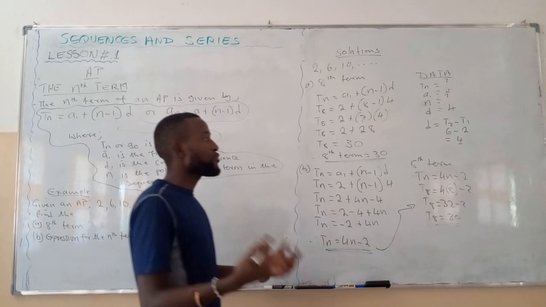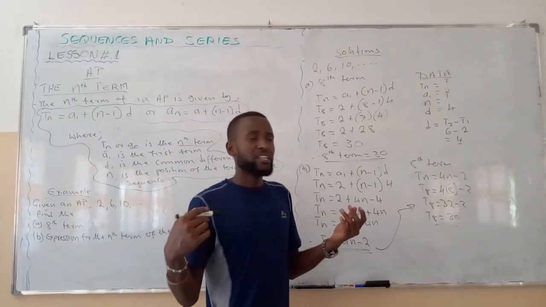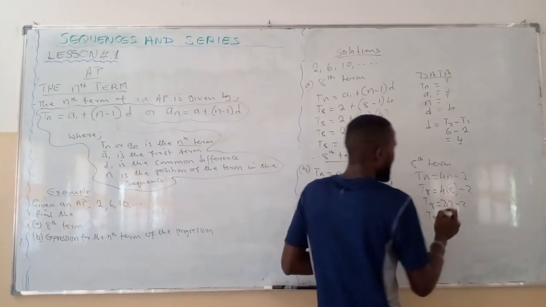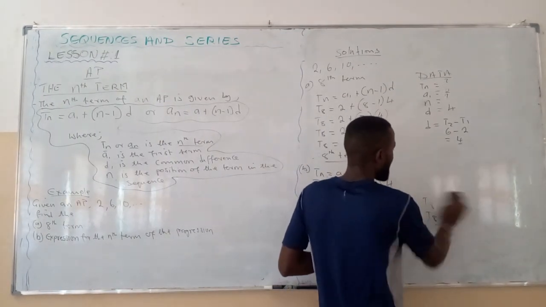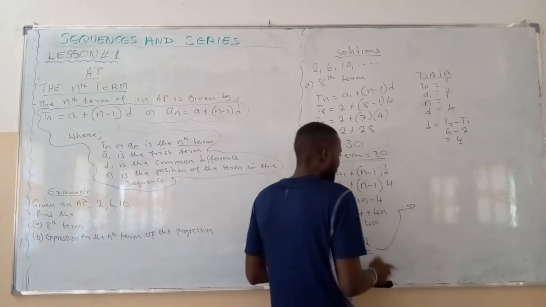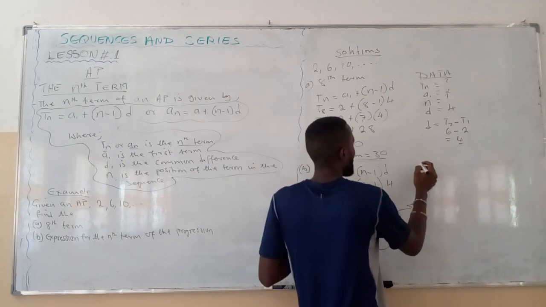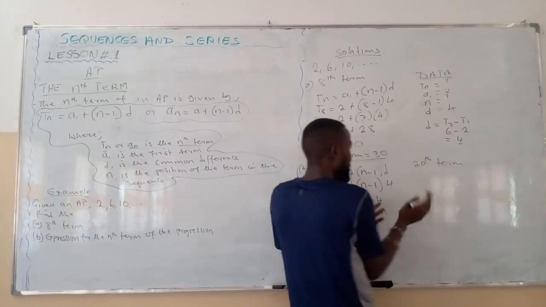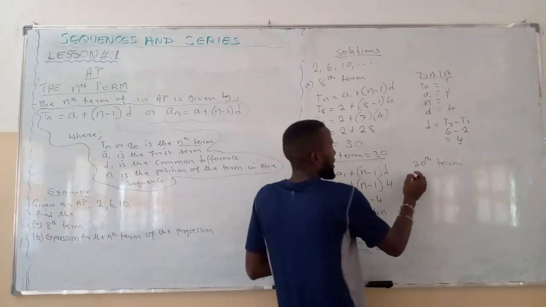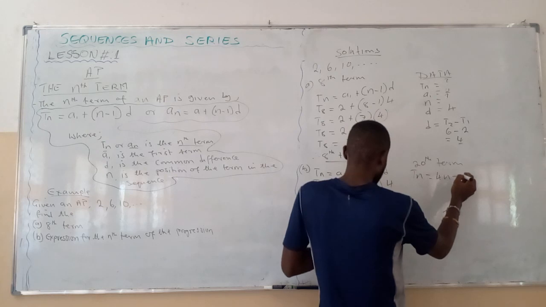So if they ask me to find, let's say, the 20th term, okay? This is the 8th term they had asked us, and we found the answer to be 30. Now let's say they have asked me to find the 20th term. How do I find the 20th term? By using this same formula, Tn is equal to 4n minus 2.